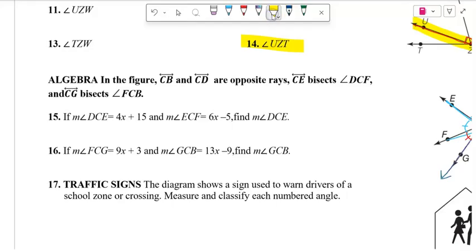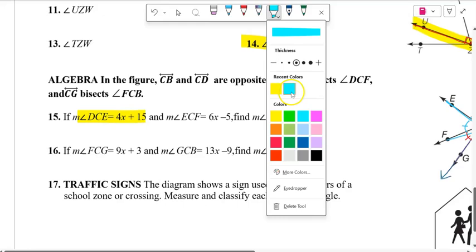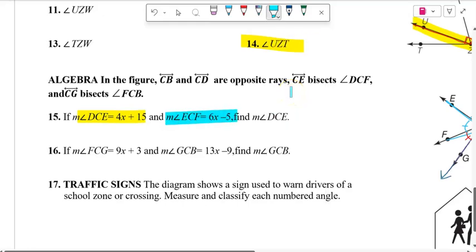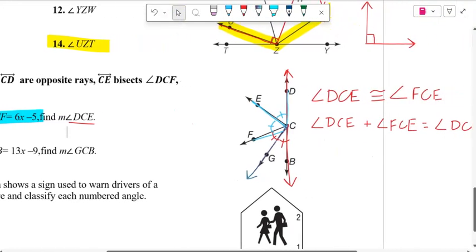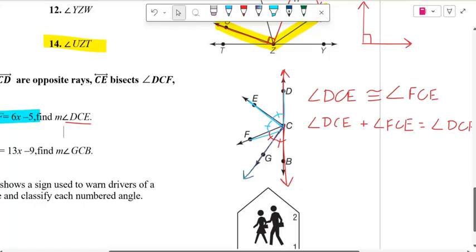Okay, so we're going to do number 15. If the measure of DCE equals 4x plus 15 and ECF equals 6x minus 5, then find the missing angle, DCE. For the sake of time, guys, let's do it together here real quick on the board, and I can have y'all draw it on your notes here in a second. So we're going to label this picture.